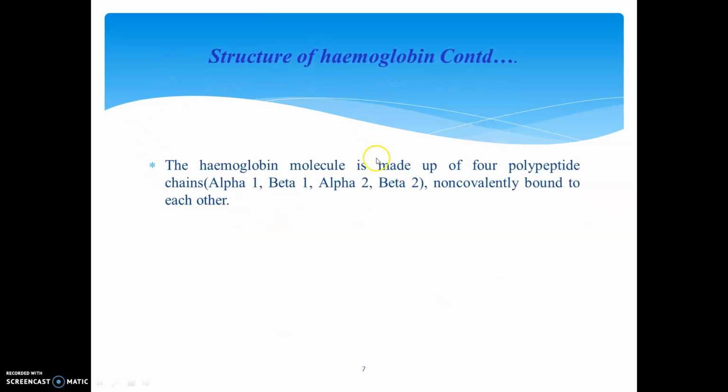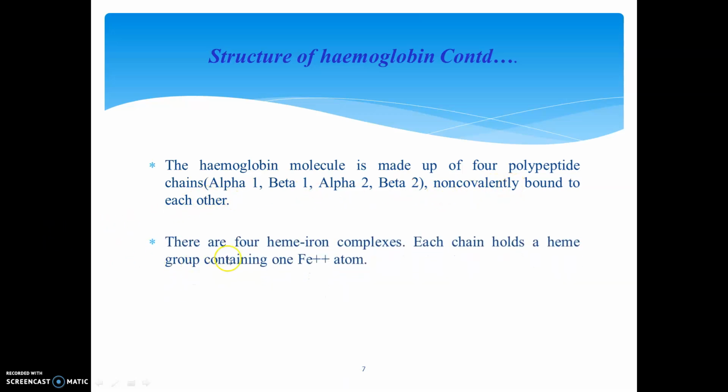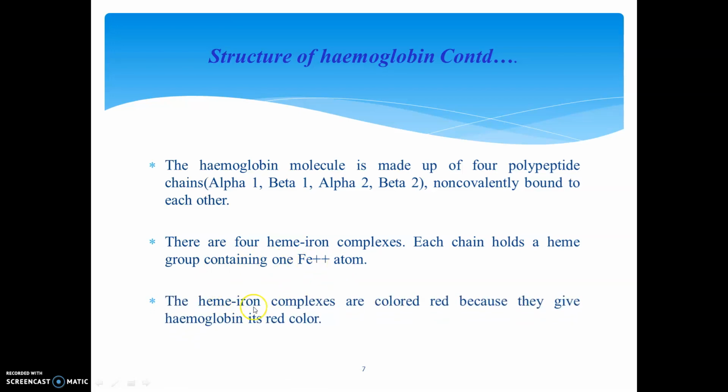The hemoglobin molecule is made up of four polypeptide chains, alpha 1, beta 1, alpha 2, beta 2, non-covalently bound to each other. There are four heme iron complexes. Each chain holds a heme group containing one Fe2+ atom. The heme iron complexes are colored red because they give hemoglobin its red color.